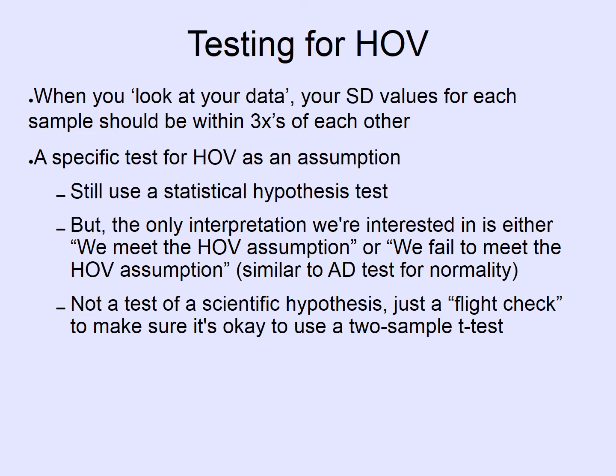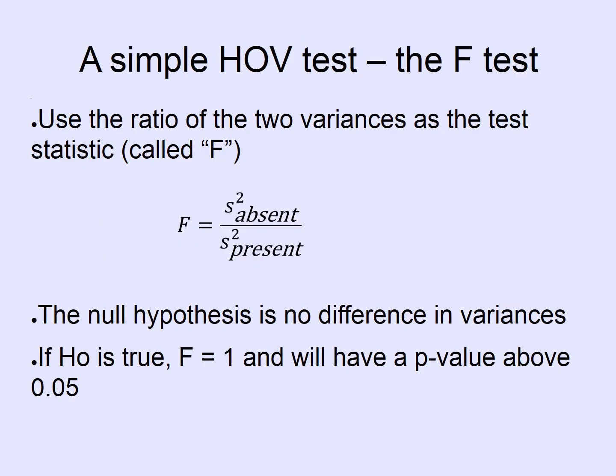We're going to use a hypothesis test that is a flight check, just like we did with the Anderson-Darling test for normality. It's called the F test, and it's a ratio test. We take the variance of one group over the variance of the other, and if they're equal, that ratio will equal 1. Here, absent and present just doesn't mean anything. That could be control and treatment. So what we're looking for is to see what that F ratio gives. If it's close to 1, then we'll have a p-value above 0.05, and that means, yay, we have equal variances.